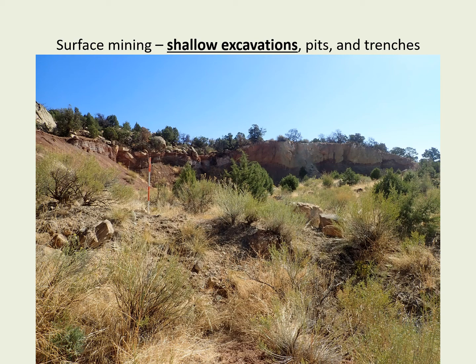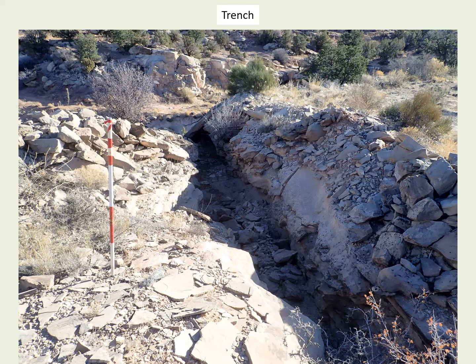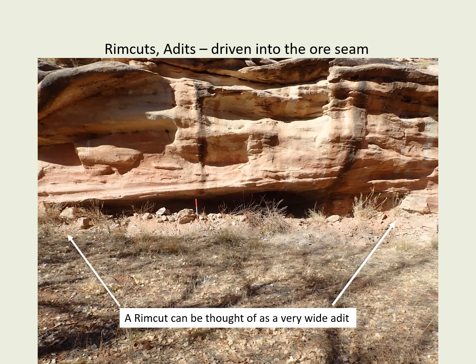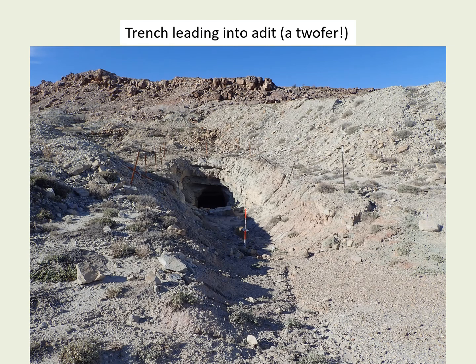Surface excavation features can sometimes be difficult to discern, or they can be very easy. Sometimes they are distinct, but quite small. A rim cut can be thought of as a very wide adit. Adits can be short, they can be tall, or they can be high up on a cliff. Adits can be created after accessing the ore seam by trenching.